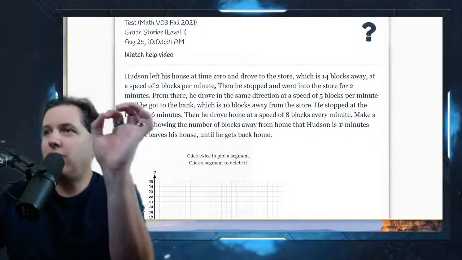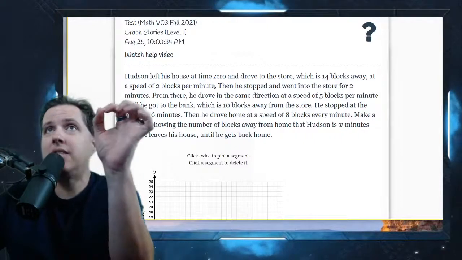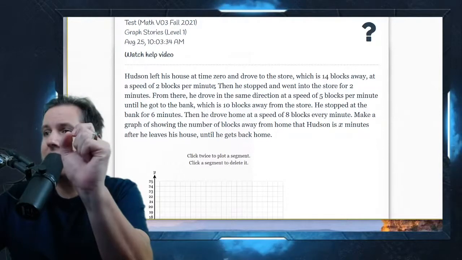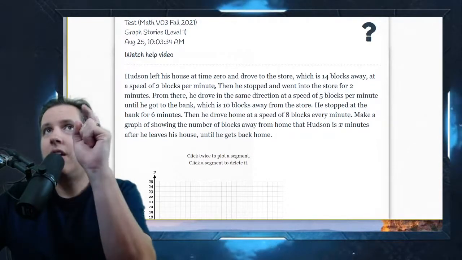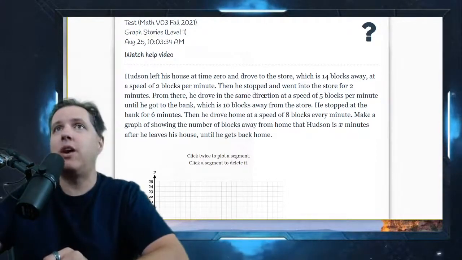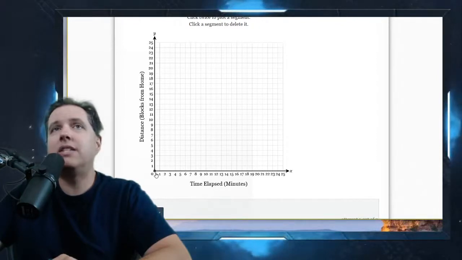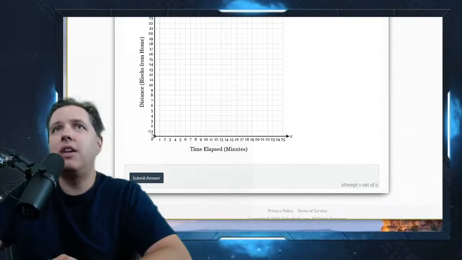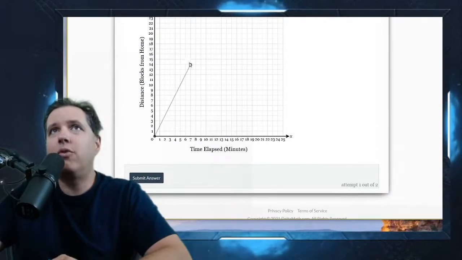So now you have to convert that into a point on the graph. So I go, okay, let's see, 7 minutes. Remember we said that the minutes was the x-axis. So I'm going to have a 7 for my x, and my distance should be 14 because the store is 14 blocks away. So I'm going to come down here. We know we're starting at 0, 0. Time 0, he's at his house, right? Yeah, Hudson left his house at time 0. And then we just made the case that at 7 minutes, he's covered 14 blocks.